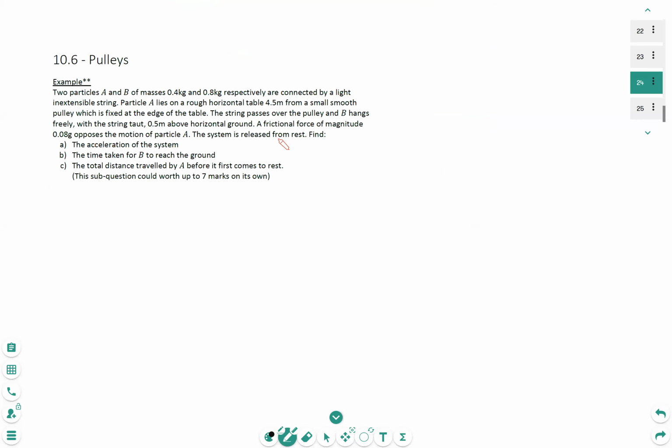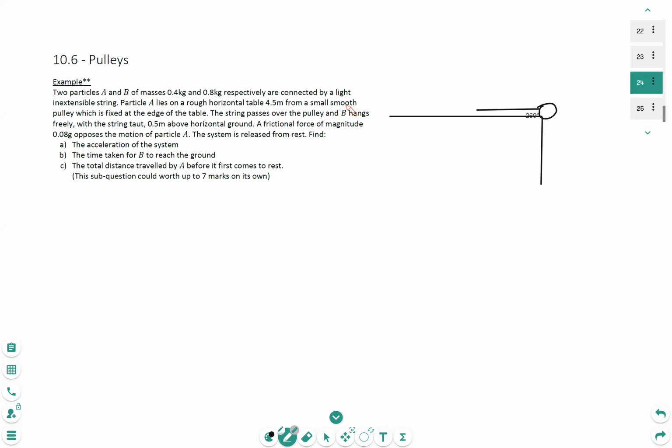Now, next example, we're looking into something slightly harder. Okay, so let's have a look in here. Two particles, A and B, of masses 0.4 kilogram and 0.8 kilogram respectively, are connected by a light inextensible string. Particle A lies on a rough horizontal table, 4.5 meters from a small smooth pulley, which is fixed at the edge of the table. I'll draw a diagram if you struggle to visualize it.